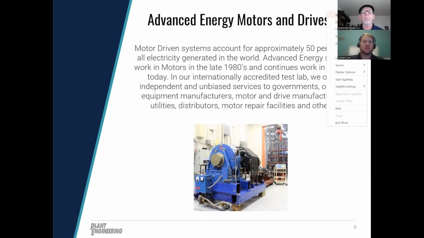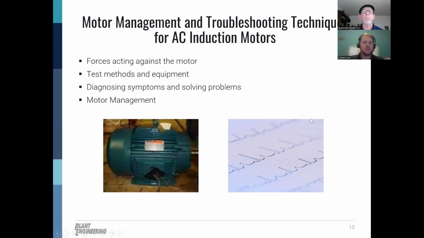Now let's get to it. We'll move into the material. What we've done is broken the content today down into 4 categories. Motor management we're going to cover at the end. The first 3 areas will be the troubleshooting techniques. We're going to start with some of the forces acting against a motor when it's in operation. Then we'll review some test equipment and test methods to use when you're troubleshooting, and then diagnose symptoms and solve those problems with whatever that test equipment may be.